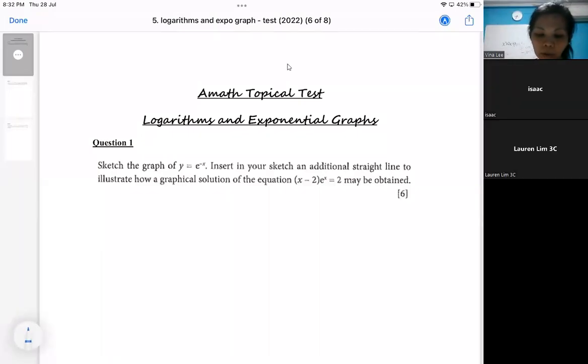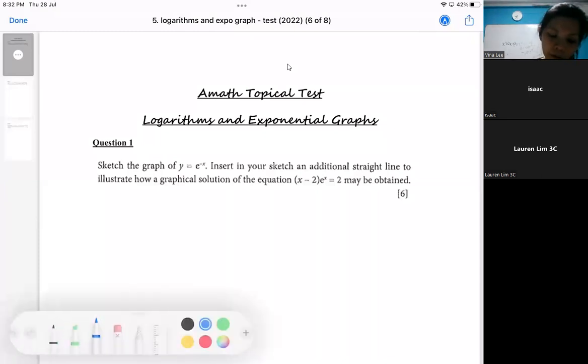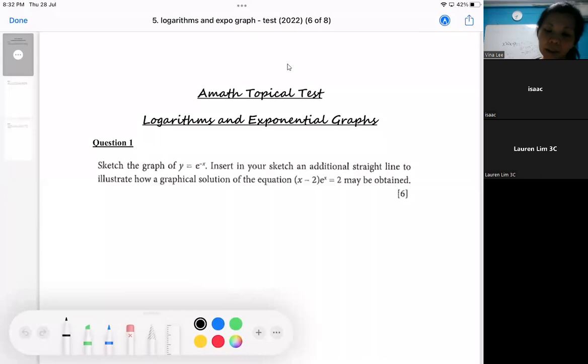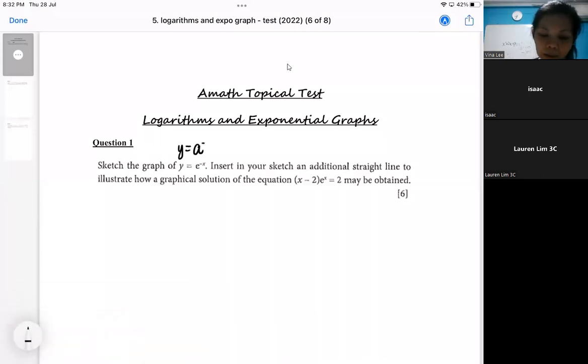Okay, so there will always be two parts when they ask you for such a question. The first part has got to do with a sketch. This is an exponential sketch, which is also very similar to things under your E-math. Under your E-math, this is also exponential. When the power is negative, this is the one that slides down.